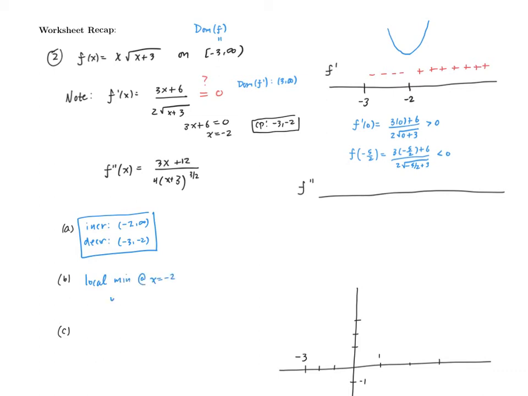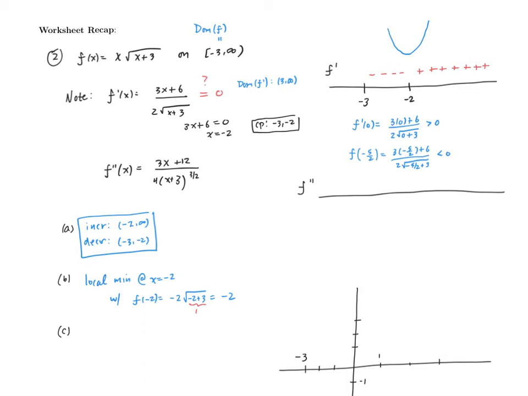And just to help us with our graph in a few minutes, let's note the function value at minus 2, going all the way back up to f, would be equal to minus 2 square root of minus 2 plus 3, which is simply minus 2 because 3 minus 2 is a positive 1.